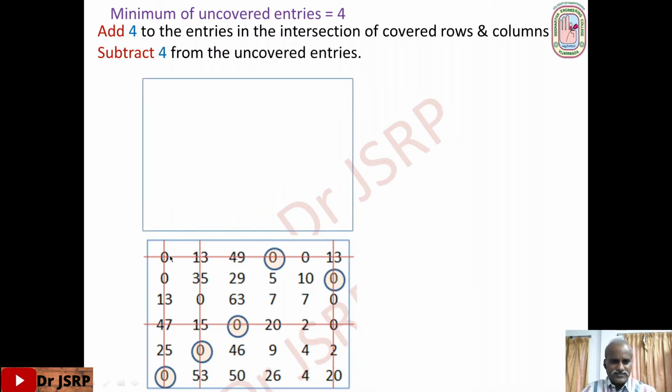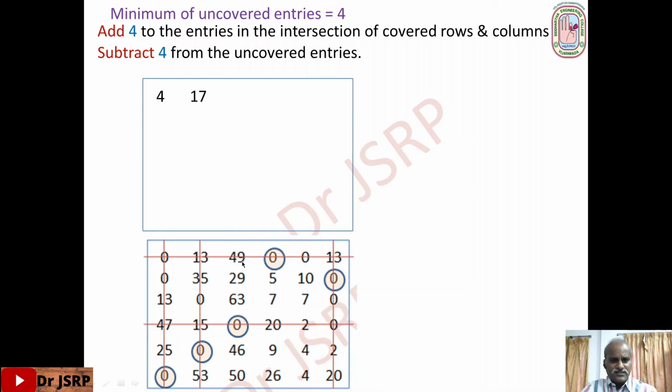So next table is 0. This is in the intersection of covered row and covered column, so we have to add 4 to this entry. So 0 plus 4, 4. That means the previous possible assignment is eliminated here. 13. This is also in the intersection of covered row and covered column. Add here 13 plus 4, 17.